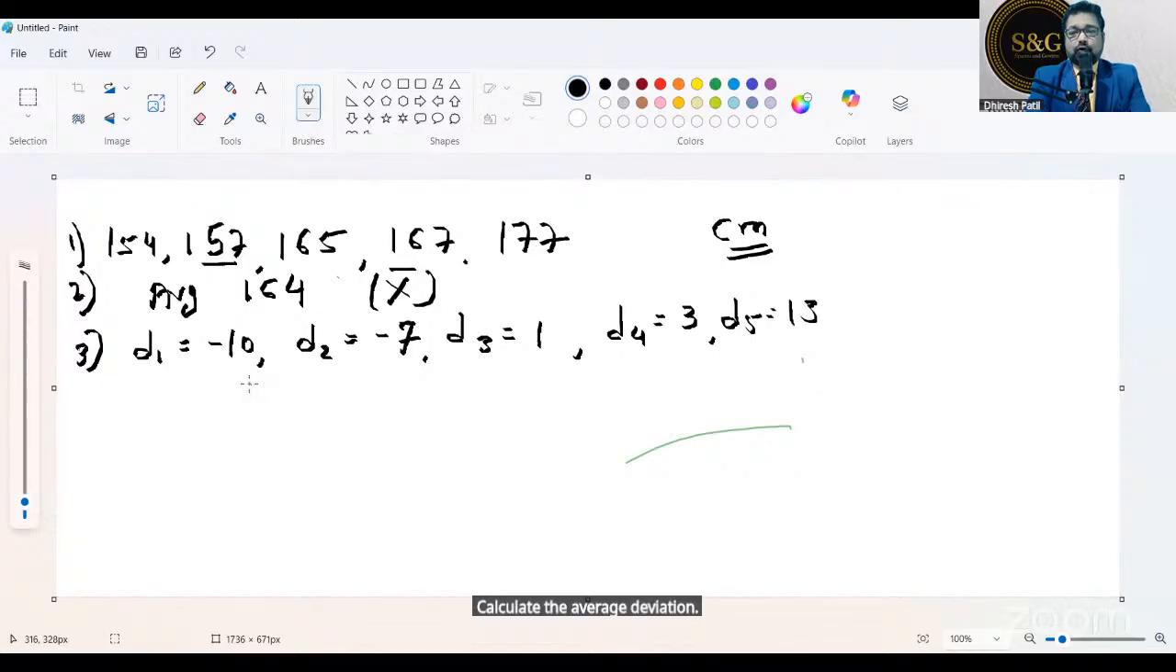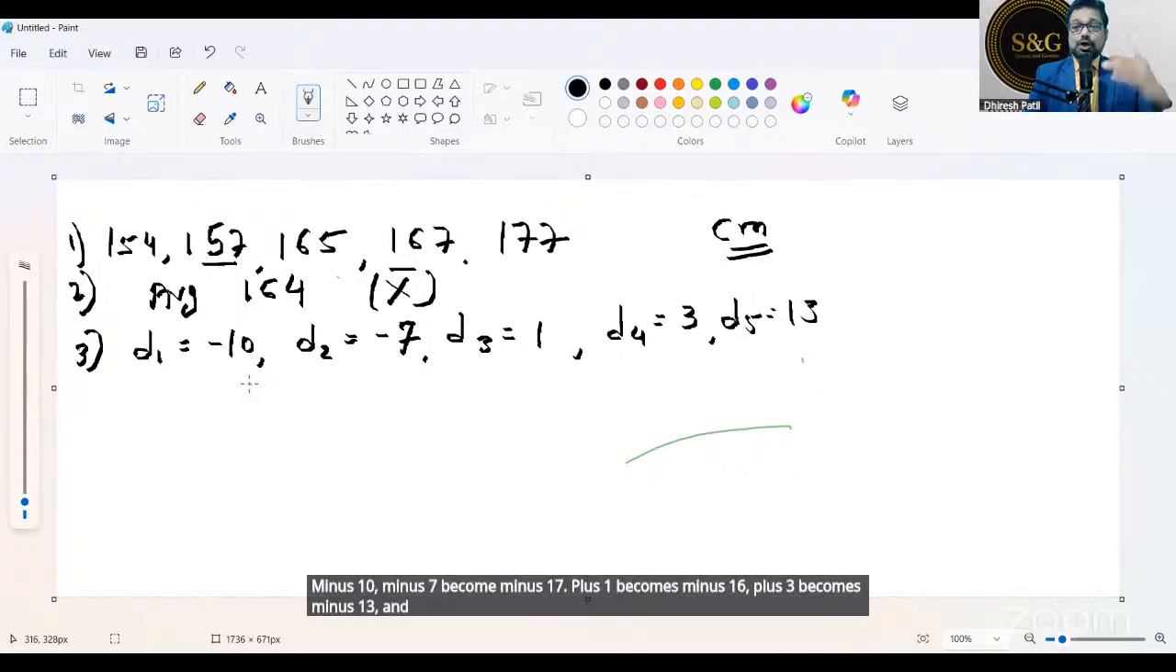Minus 0.4, 0, 0, 0. Yeah, because minus 10 minus 7 becomes minus 17. Plus 1 becomes minus 16. Plus 3 becomes minus 13. And plus 13 becomes 0. So 0 divided by 5 is equal to 0. That's where the average deviation is 0.